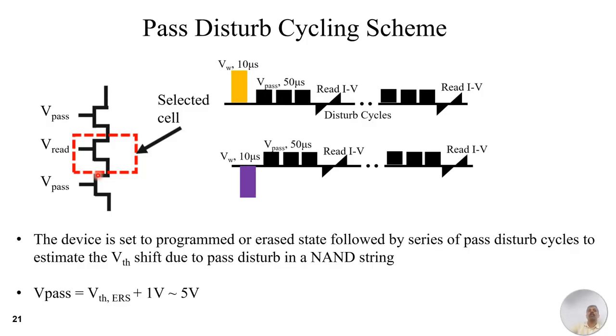To estimate the pass disturb in the unselected cell, we use the following pulse scheme. We either program the device or erase the device, and we apply pass disturb cycles and extract the VTH as a function of pass disturb cycle to estimate how the VTH shift evolves after repetitive application of pass disturb cycles. The pass disturb pulse width is 50 microseconds for each cycle, and the magnitude of the pass voltage that we choose is the erase VTH plus 1 volt, which is 5 volt in this case.